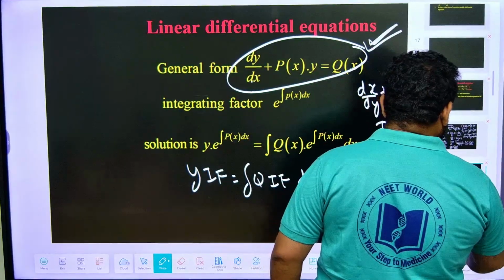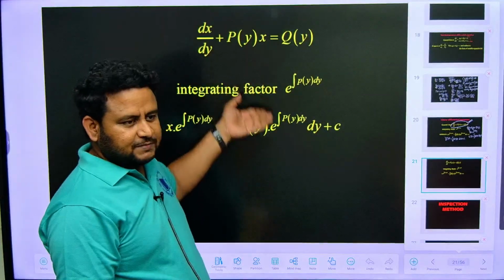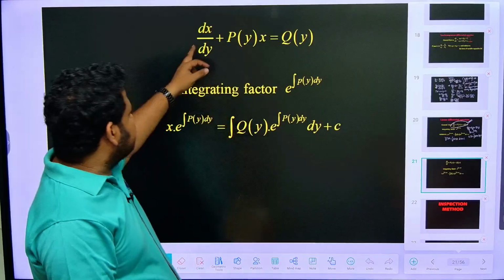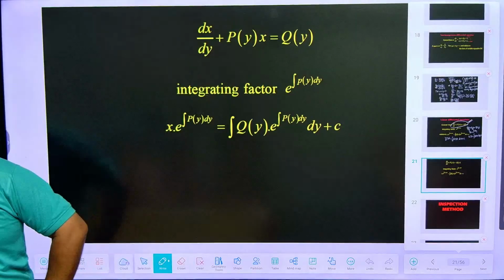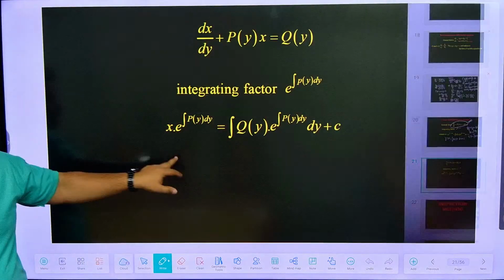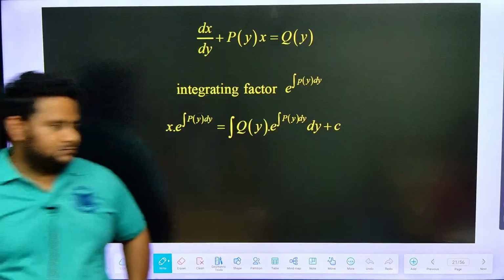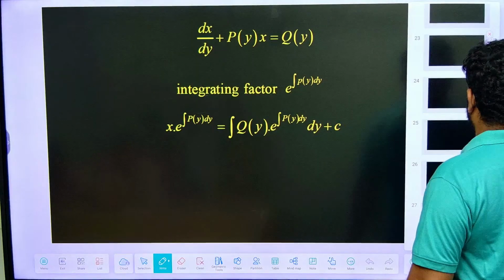Let us see one PYQ based on this. That is the method I told you, dy by dx plus py, and the other way it comes is dx by dy. This is the way it will come for the linear differential equation. Now let us see one previous year question pertaining to linear differential equations.